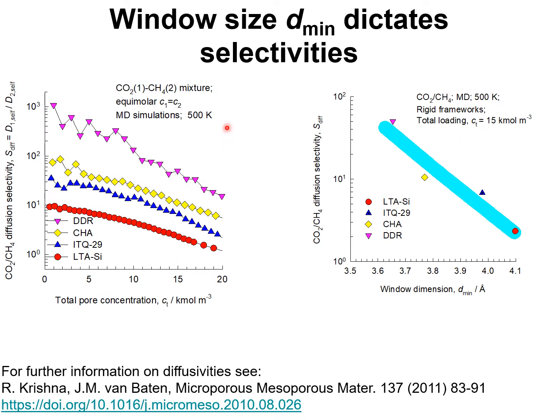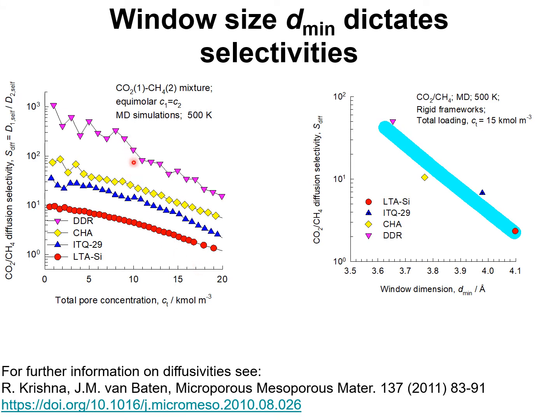Molecular dynamics simulations for the diffusion selectivities for CO2/CH4 mixtures are plotted here as a function of the total pore concentration expressed in kilomoles per cubic meter. The diffusion selectivities for each of these 4 cage-type zeolites decrease with increasing pore concentrations.